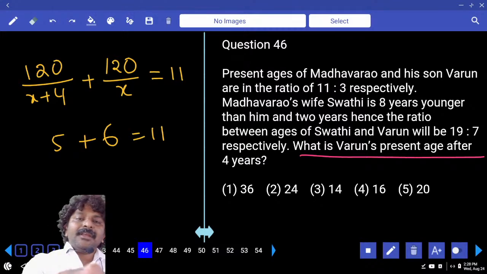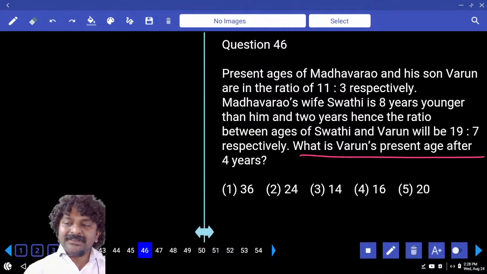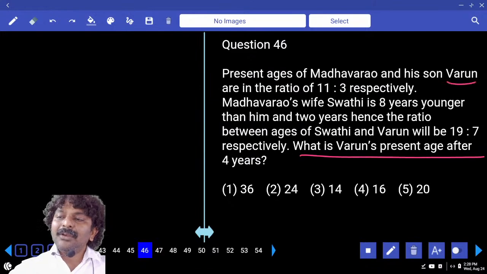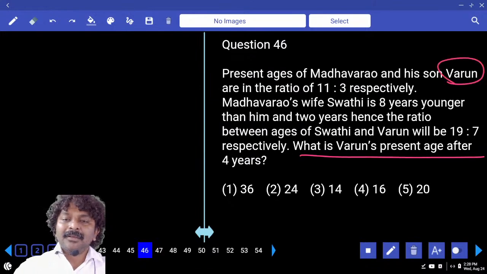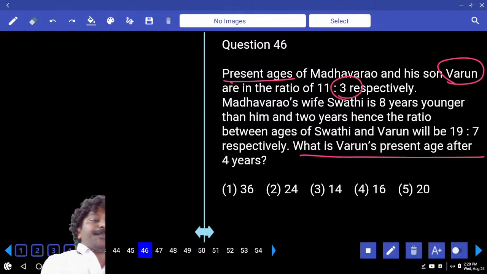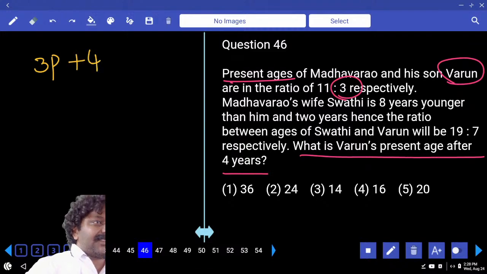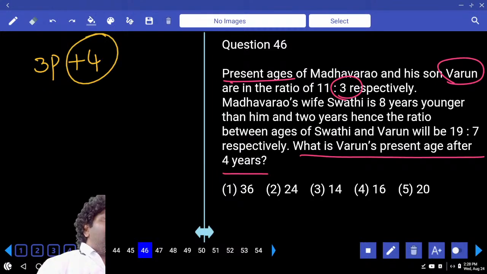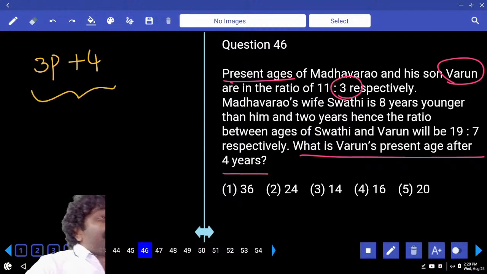Now let me identify where Varun is. Varun is here, the present age of Varun only. How much is that? 3 parts. So the present age of Varun is equal to 3 parts. To calculate his age after 4 years, we have to add 4 years. And our answer must be in this particular format: 3 parts plus 4. The 3 parts value should be a multiple of 3. Is 4 a multiple of 3? Then can the answer be a multiple of 3?